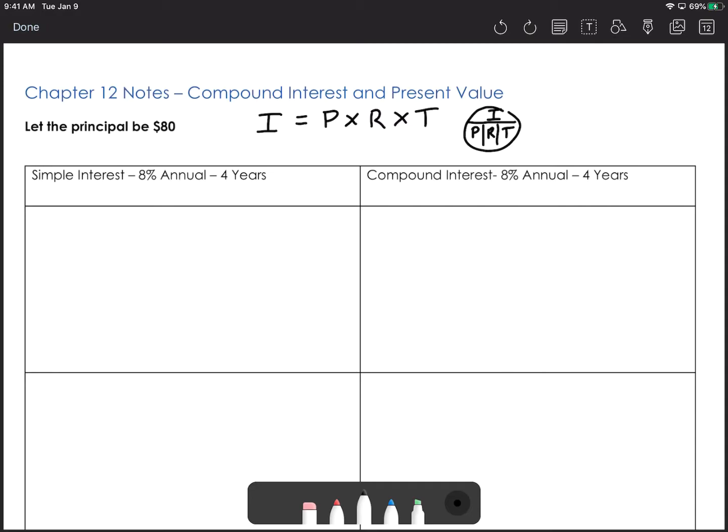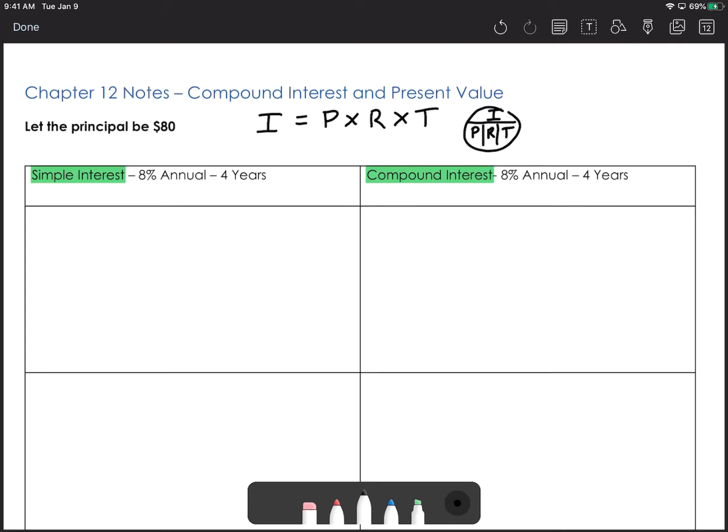So in this table, we're going to use an example and do a side-by-side comparison so that you can see the difference between simple interest and compound interest. In the left-hand column of the table, we're going to do simple interest. And in the right-hand column, we're going to do compound interest. Now, we're going to assume that the principal is $80 and the interest rate is 8% annual, and we're doing this for 4 years. So each block is going to represent 1 year.